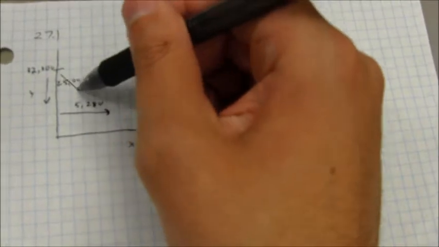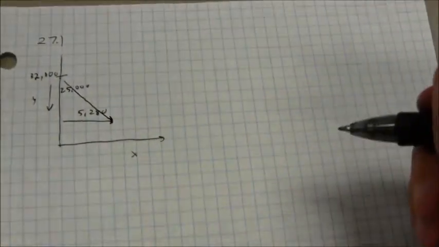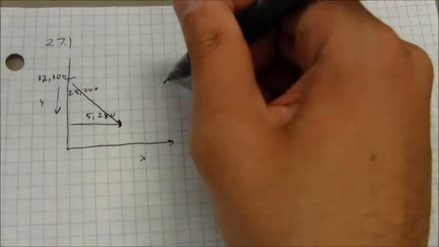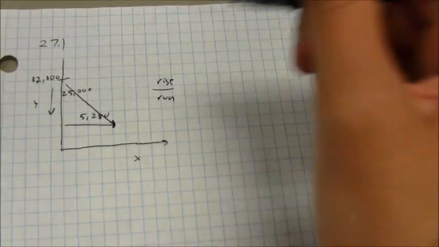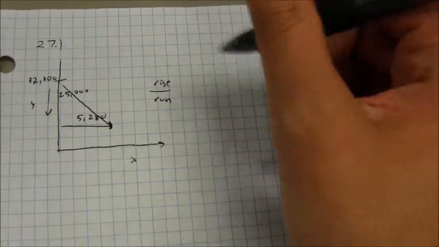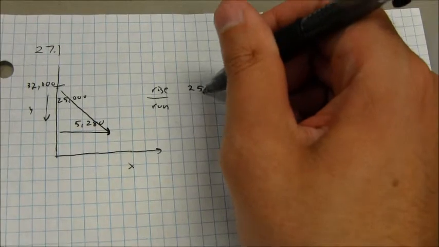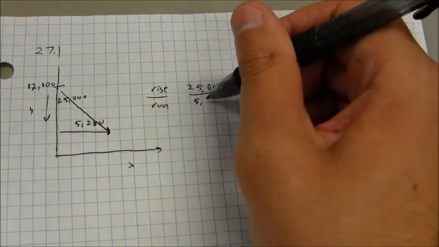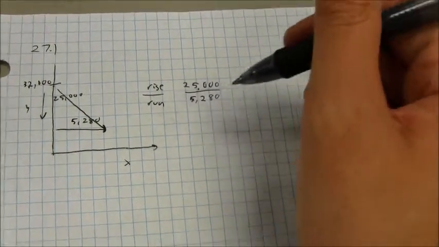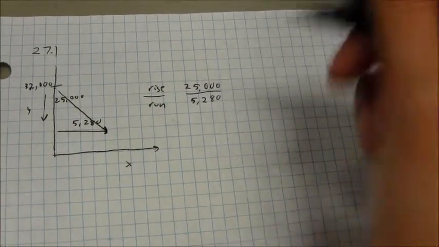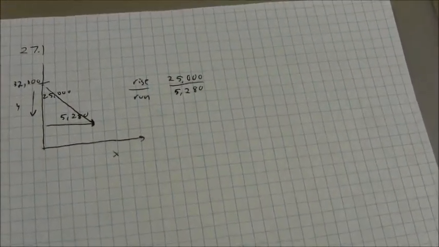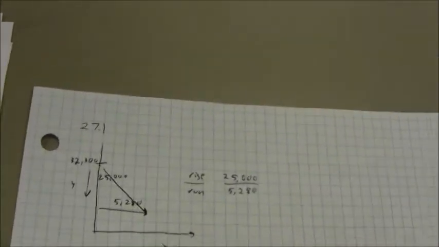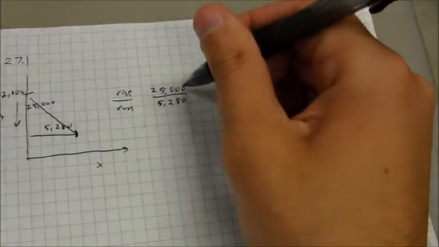So the plane is going through something kind of like this. Well, remember the slope is a rise over a run. Okay, it's not rising this time, it's dropping vertically 25,000 feet over the course of the time that it moves horizontally 5,280 feet. Certainly I can simplify this down a little bit as well. I can divide out the zeros here.